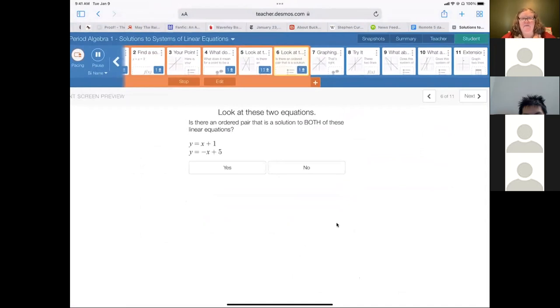Next question says, if everybody could move to slide 6. We're going to look at these two equations. Is there an ordered pair that is a solution to both of these equations? In other words, is there a number you can put in for x and a number that you can put in for y into both equations that works? Please use your scratch paper and see if you can play with these and figure this out. We're going to pause for just a minute. Give everyone time to process.